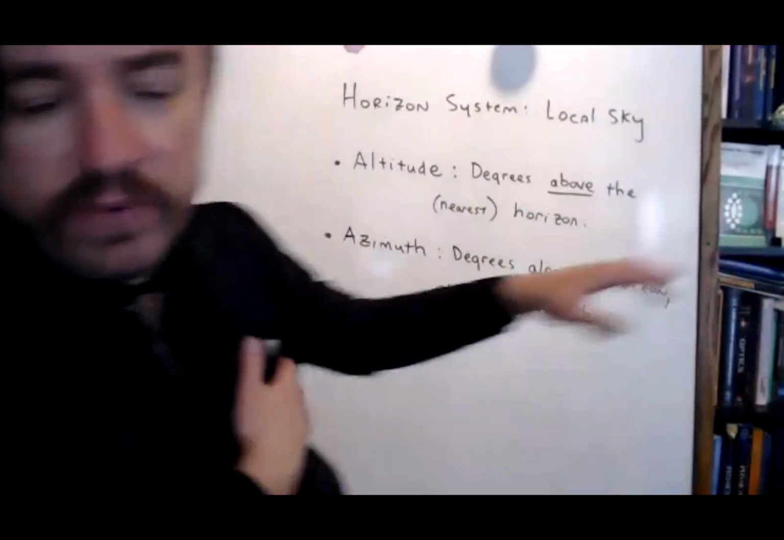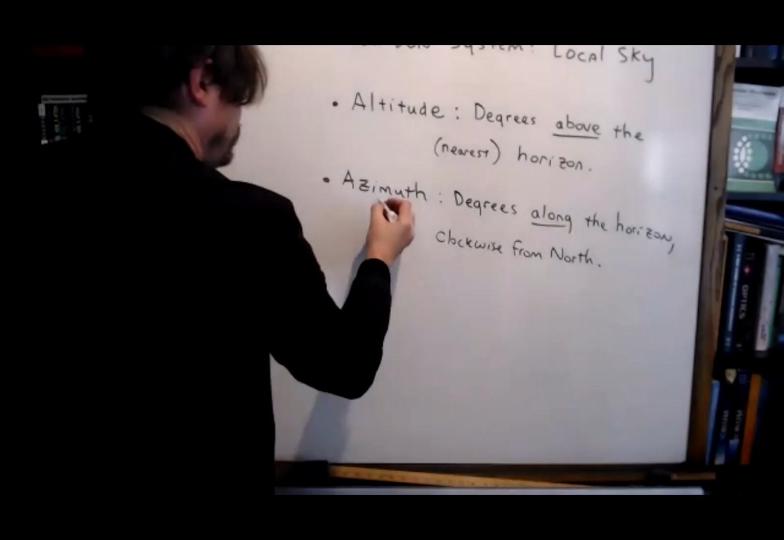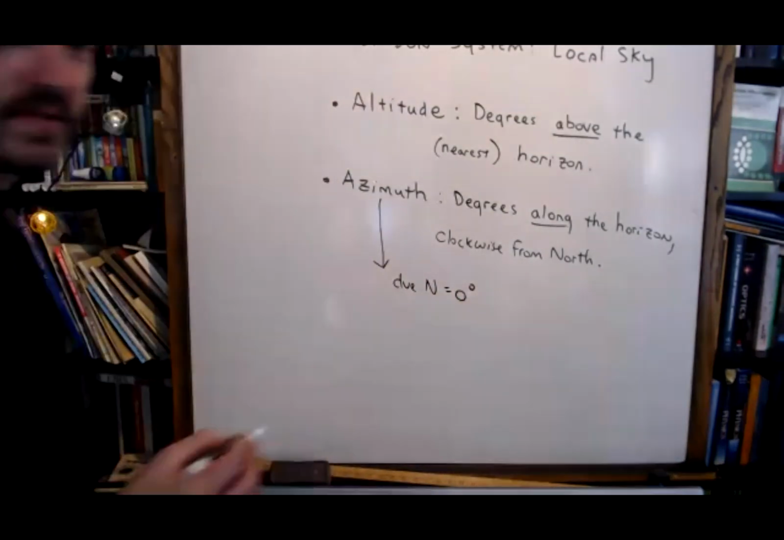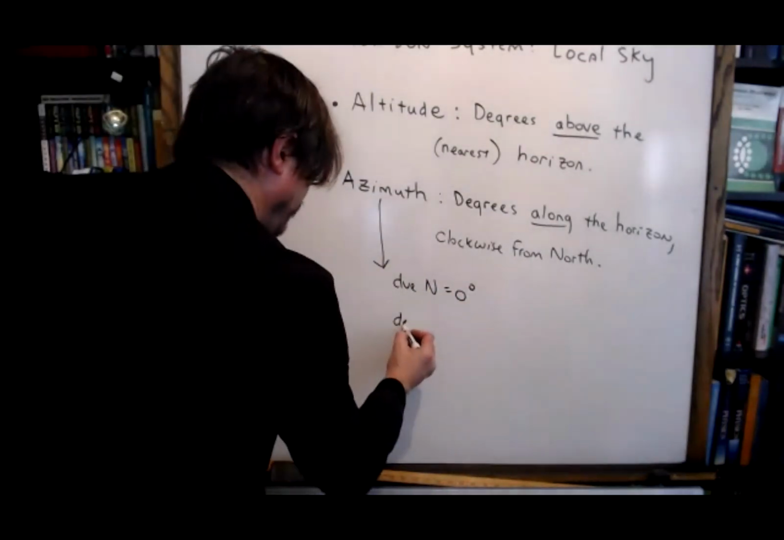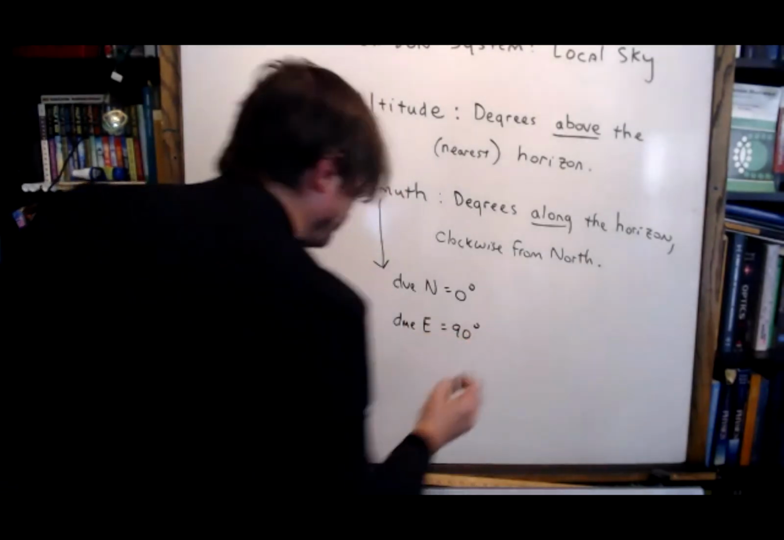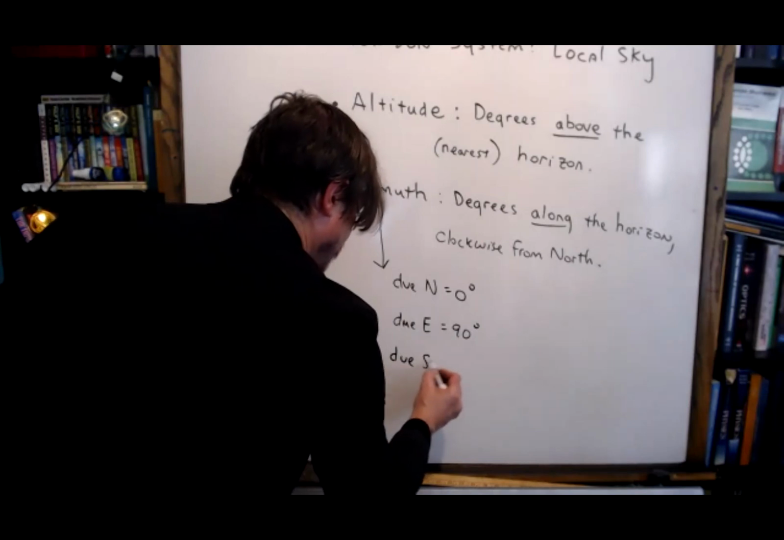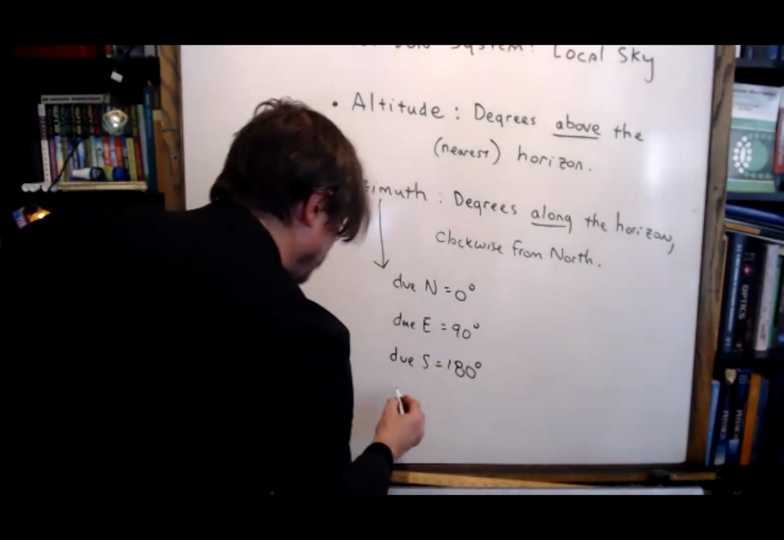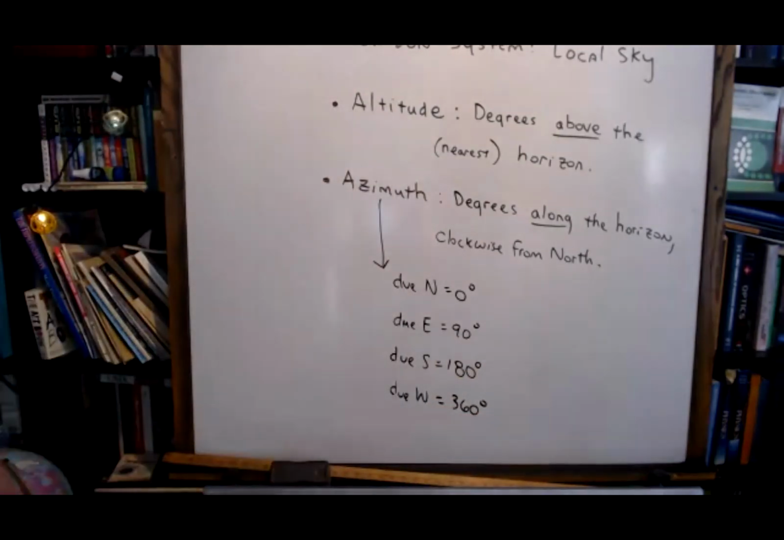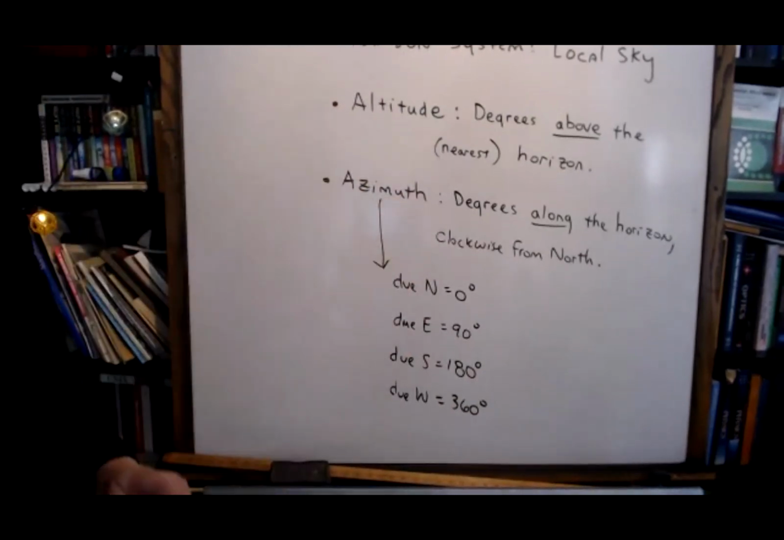Oh, actually, I know what we should do. Let's put the 4 cardinal points here in terms of azimuth. Azimuth is very similar to direction, right? So due north is 0 degrees. Due east is 90 degrees. This is just for people who don't know their unit circle. Due south is 180 degrees, and due west is 270 degrees. Just writing that down could be helpful for you, okay? Azimuth and direction are kind of the same thing.